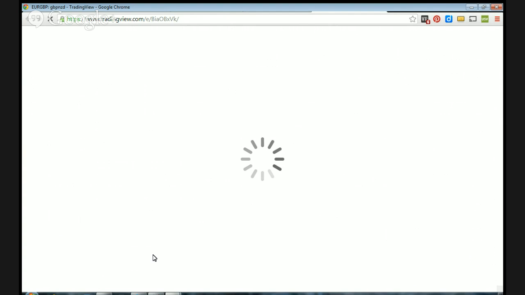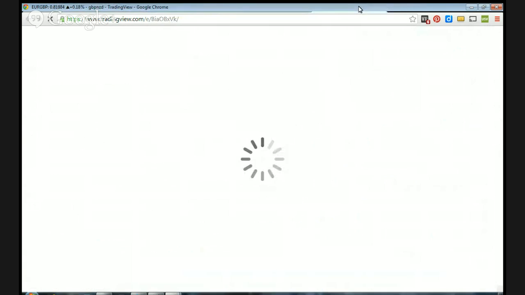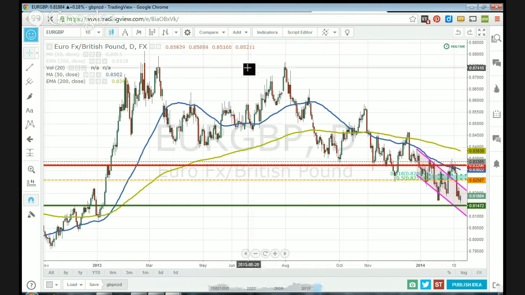So right now, I just have a euro pound position on, no other positions on, and my stop is at break even. These charts are a little slow today. Not sure exactly what's going on. Okay, there we go. So you should see this chart on the screen now, euro pound.